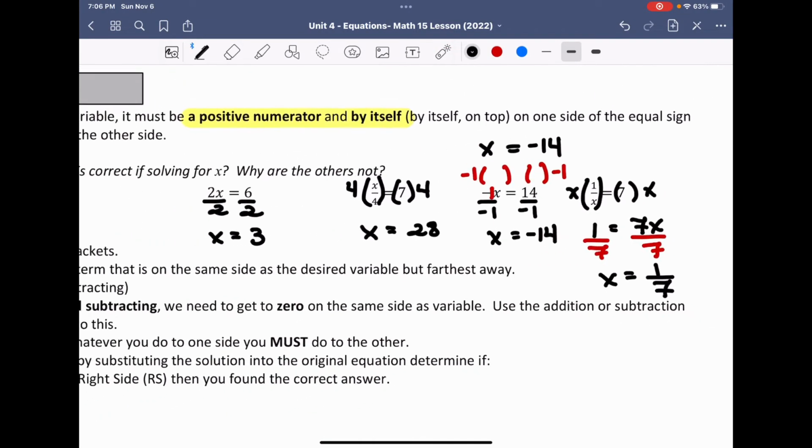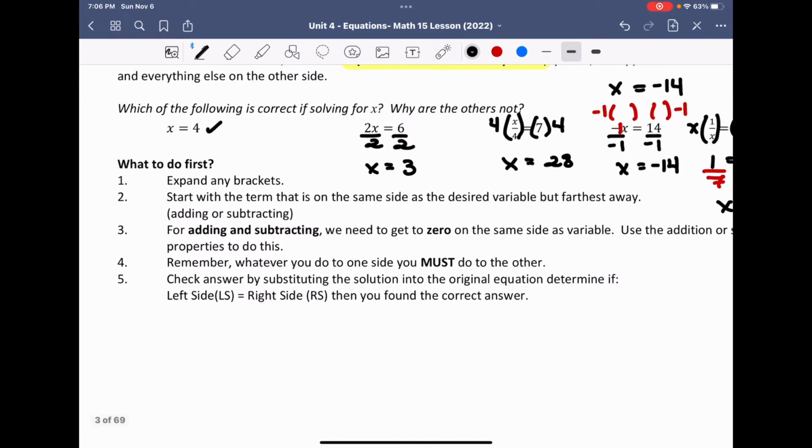All right. Now, what to do first? Here's a list of what to do first. Expand brackets, start with the term on the same side. So make sure you're dealing with the left side, then the right side, or the right side, then the left side. For adding and subtracting, we need to make sure that it's the same variable on each side. And we need to make sure that they cancel out, meaning we've done the opposite operations. Whatever you do to one side, you do to the other. Because we're undoing operations, we're doing the opposite operations. What you do to one side, you do to the other. And then finally, you'll just want to check your answer to make sure that the left-hand side equals the right-hand side. Now, this follows a lot of order of operations or just undoing operations in the proper manner.